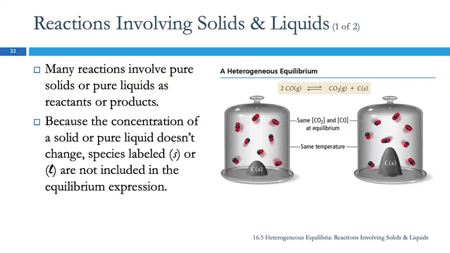The chemical reactions we just looked at only had gases in them, but lots of reactions involve pure solids or pure liquids or solutions. So let's think about pure solids and pure liquids. Here we have an equilibrium, carbon monoxide in equilibrium with carbon dioxide and carbon. Here we have an equilibrium with a small amount of solid carbon in the container. Here we have it with a large amount of solid carbon in the container.